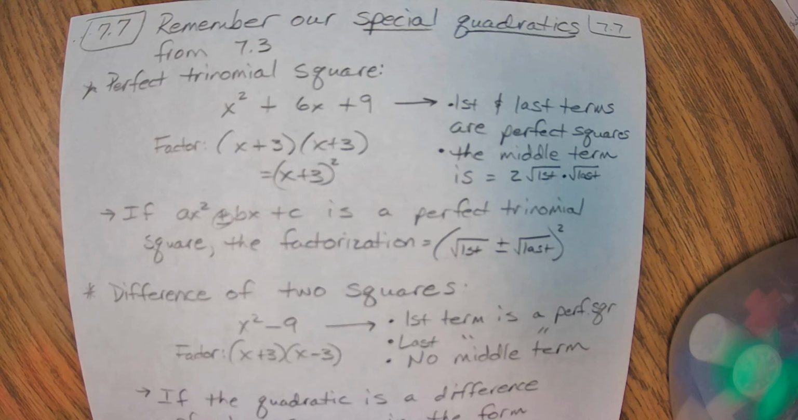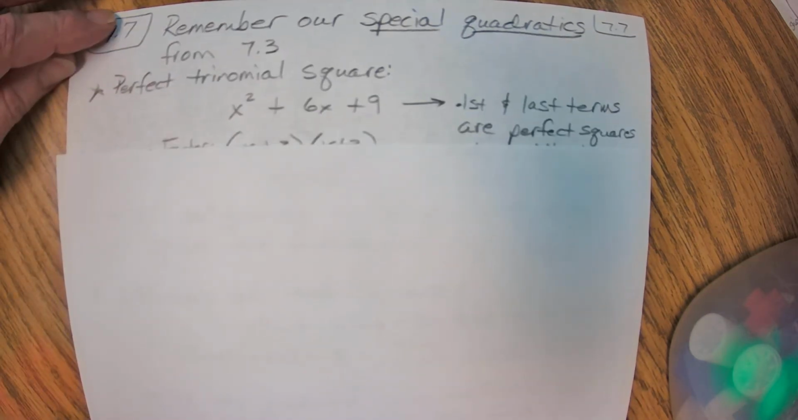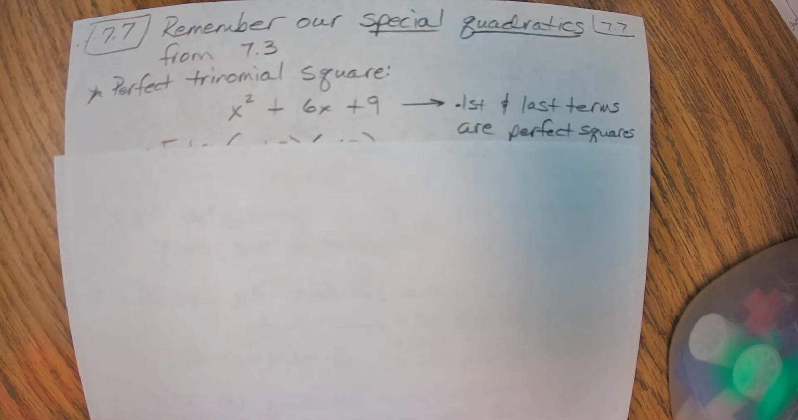Okay, this is Algebra 1, Section 7.7. I want you to think back, look at your notes from 7.3, and we're going to talk about those special quadratic equations. So the first one was the perfect trinomial square.